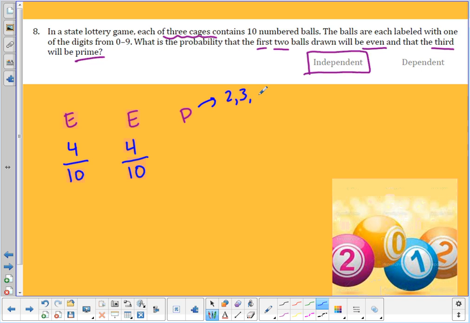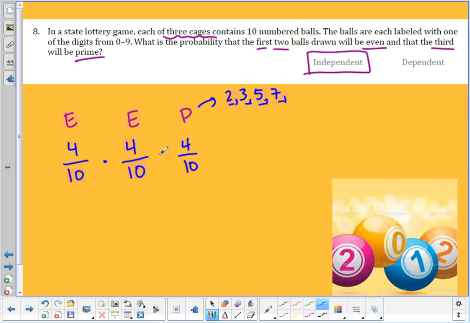4 was composite. It had an extra one. 5 had 5 and 1. 6 was composite. It has 1, 2, 3, and 6. 7 is only 7 and 1. 8 has 1, 2, 4, and 8. 9 has 1, 3, and 9. So it's just these 4. So 4 out of 10 for prime also.